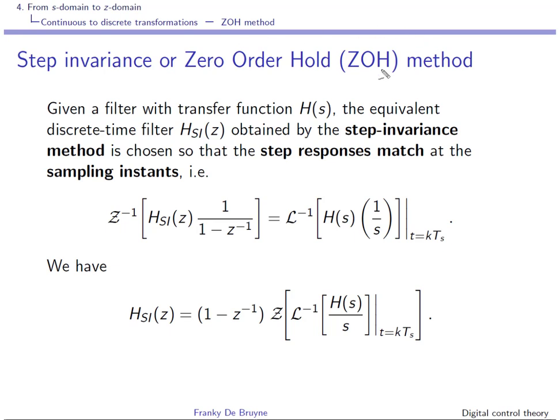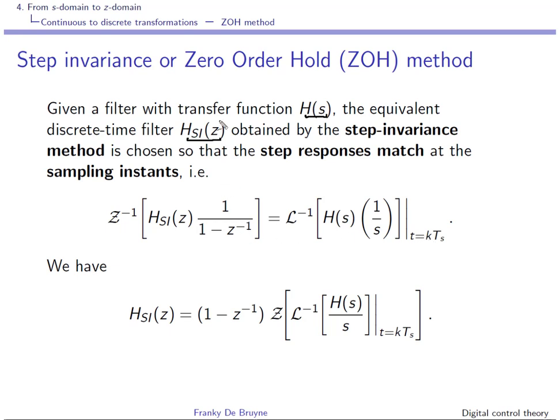We'll see that it's also equivalent to the so-called zero order hold method. So the idea is that you're given a transfer function in S and that you're looking for an equivalent discrete time filter transfer function in Z, and here SI stands for step invariance. Okay, so the idea is that the step response associated to this one corresponds to the step response associated with this one at the sampling instance.